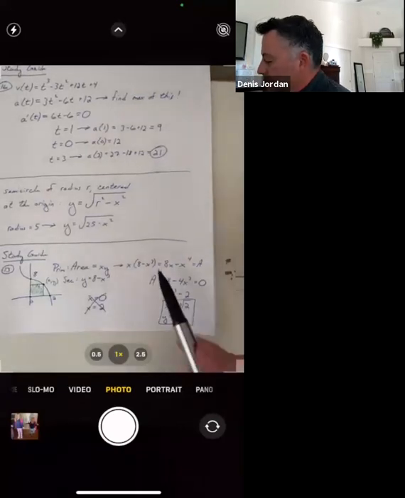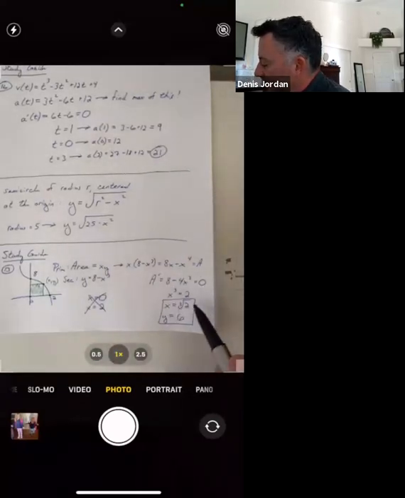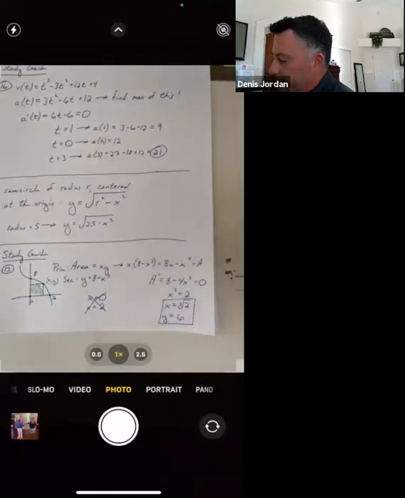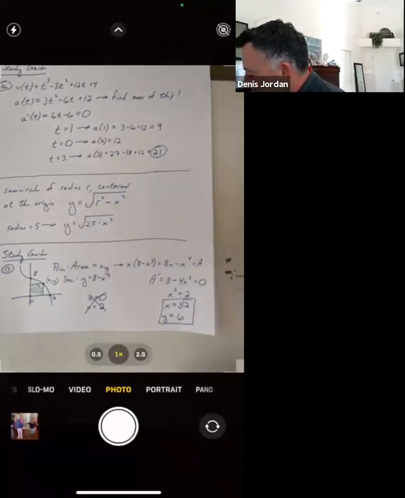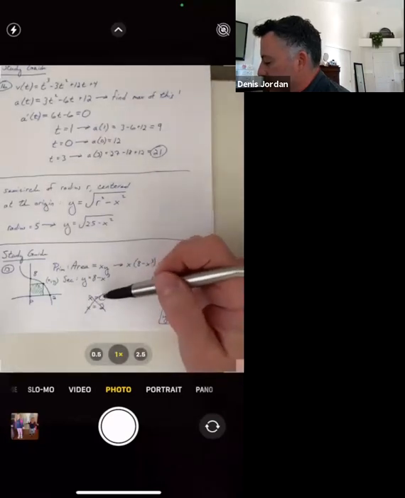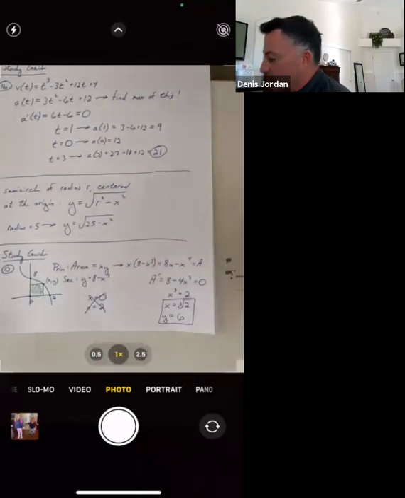Which happened a lot with these problems. Like if you only got the one critical number, that typically was the one you wanted. Because of that situation, the endpoints just made whatever it was 0. Just didn't really maximize anything.